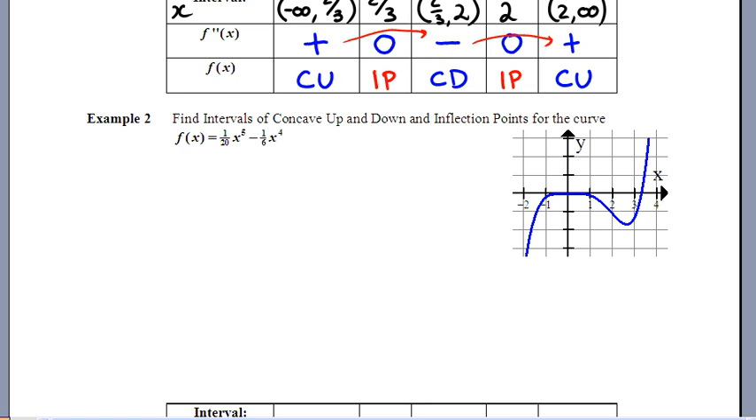Now we're going to try it again with this one here. Another polynomial. Let's just see what happens here when we start staring at the second derivative. So got to get there. First derivative.